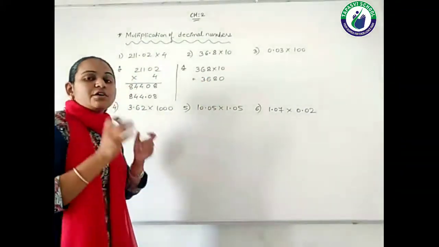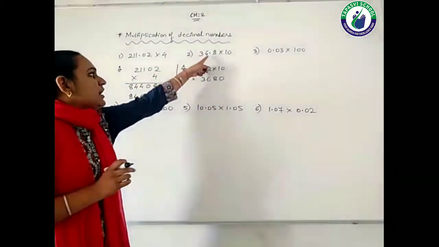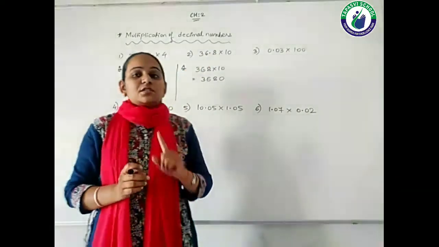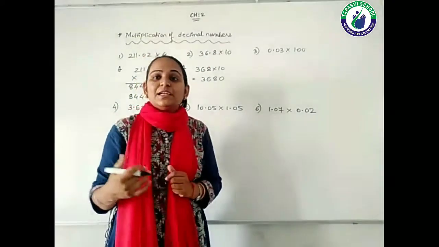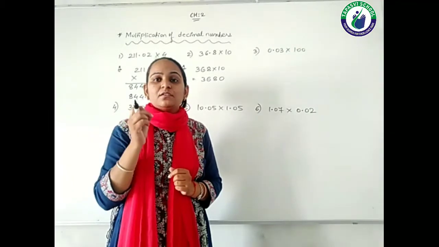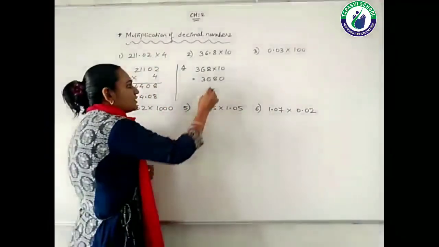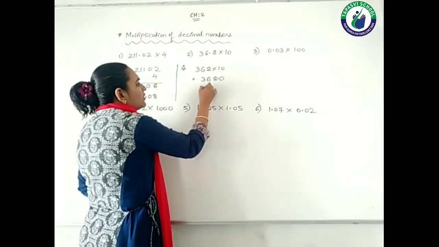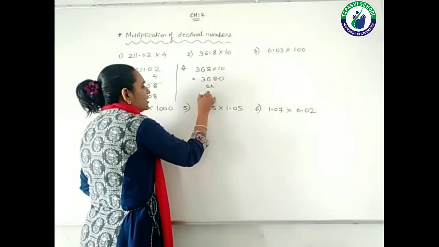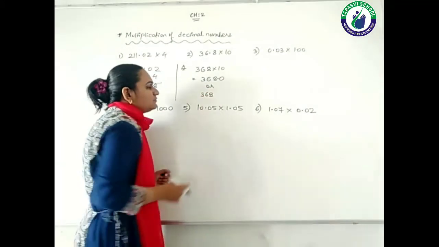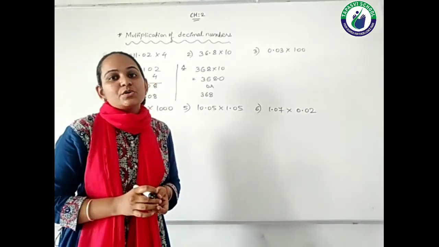Right, students? Now where should I keep the point? After the decimal point, there is only one digit. So in this answer, from right hand side, leave one digit and put the decimal point. That means your point will come here. Or you can simply write the answer as 368. Okay. Now see the next question.